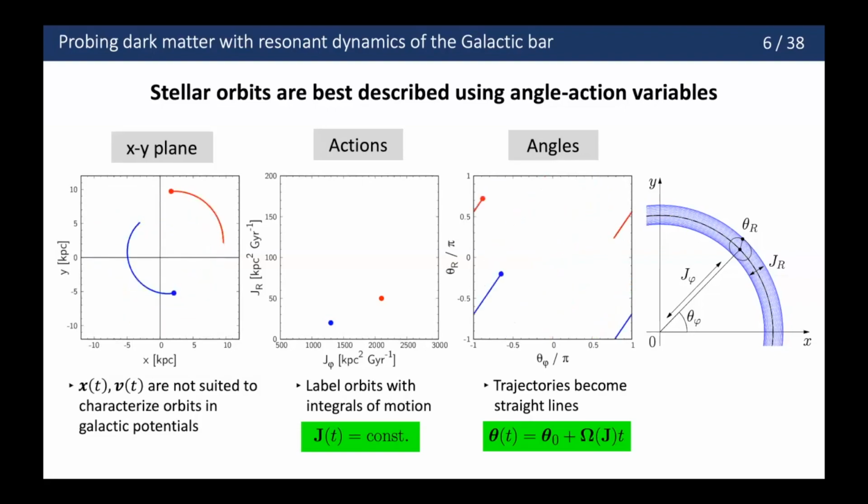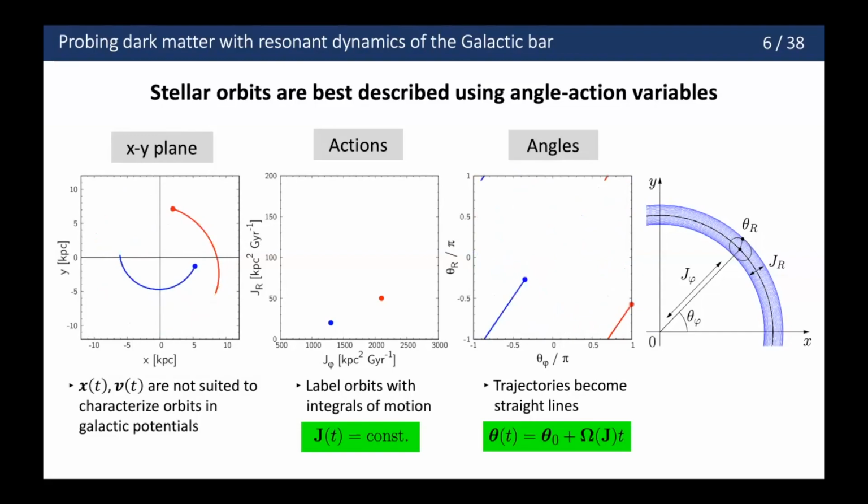So the left plot shows the orbit in a two-dimensional axisymmetric potential, so in the absence of the bar. You can see that even in the absence of the bar, if we look at the orbit in real space, the positions and velocities are fluctuating in a not so simple manner. So this means that x and v are not the best coordinates to characterize orbits.